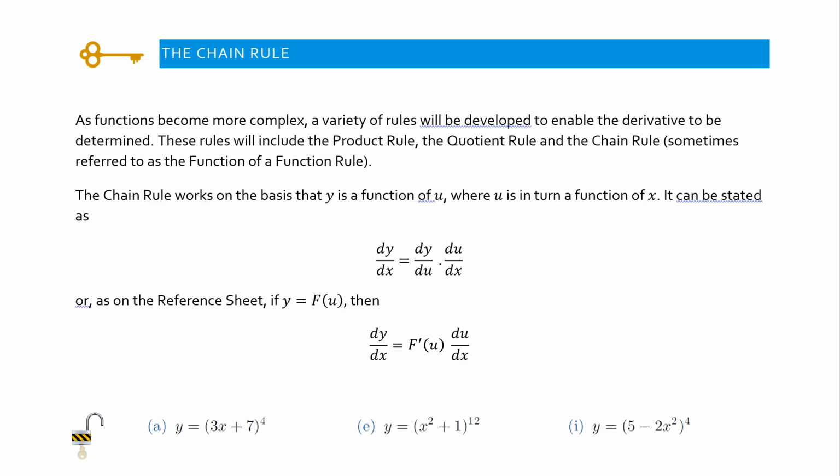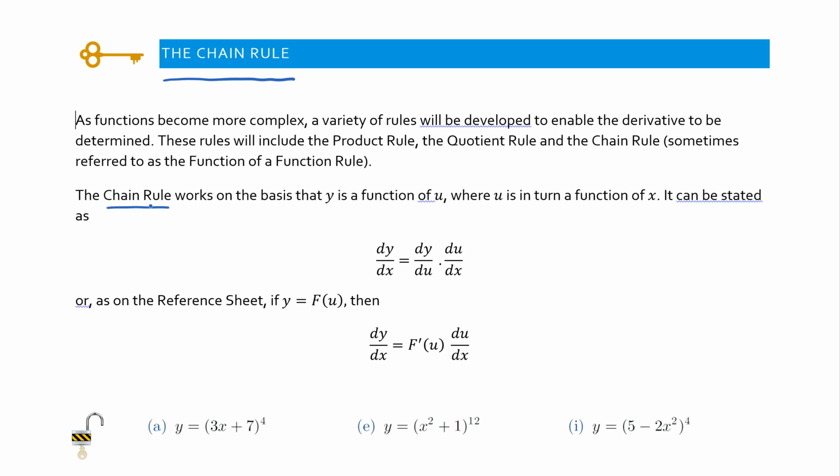Hello mathematicians, we're now going to have a look at what happens when expressions get a little bit more complex and our simple rule for differentiation can no longer be reasonably applied. So one of these cases is when we have what lots of people call a function of a function. And the rule in this case is called the function of a function rule or the chain rule.